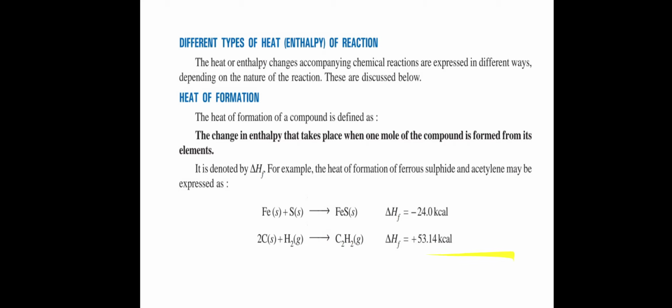Now consider the second reaction. Again, in this second reaction, C2H2 gaseous, 1 mole of the compound is formed from its elements. Which elements are there? 2 carbon, which is in solid state, and H2, which is in gaseous state. So 1 mole of C2H2 gas is formed, and for this reaction delta HF is equal to plus 53.14 kilocalorie. Here the plus sign suggests that heat is absorbed. In this reaction, heat is absorbed, therefore the heat of formation delta HF is equal to plus 53.14 kilocalorie.